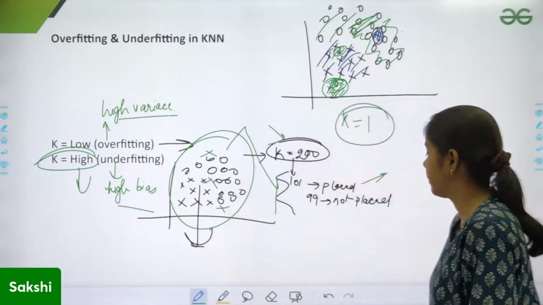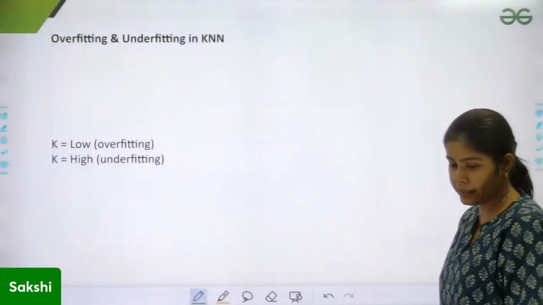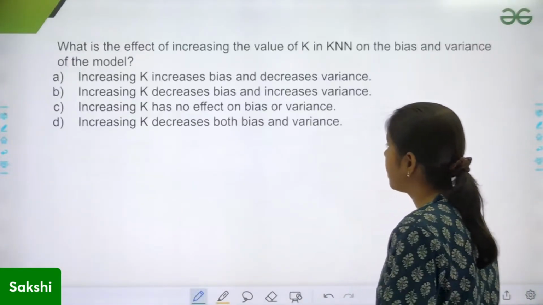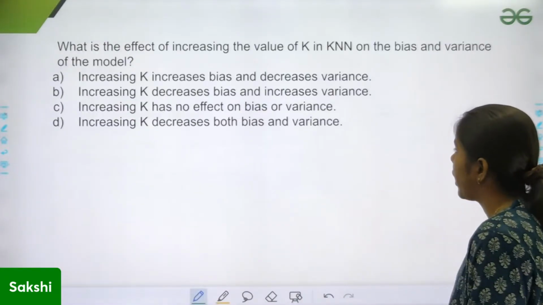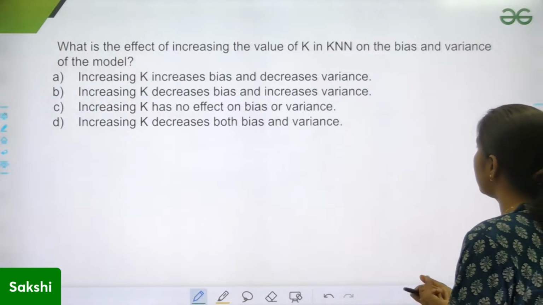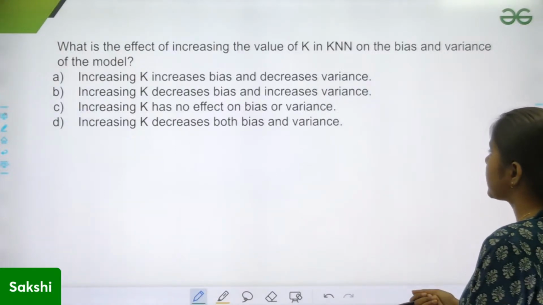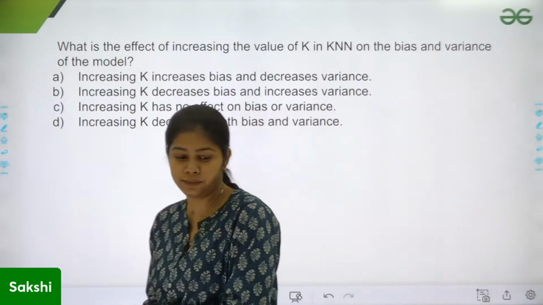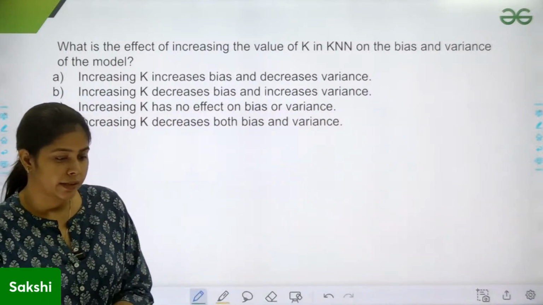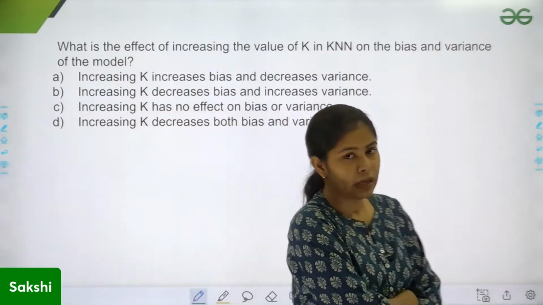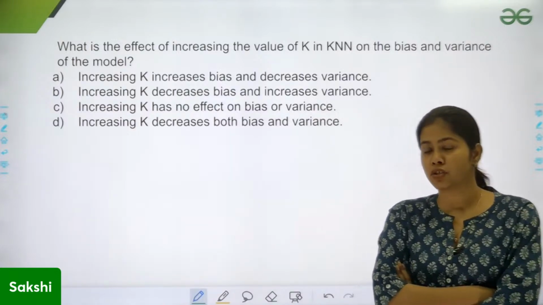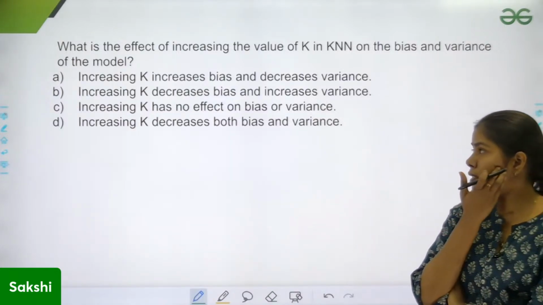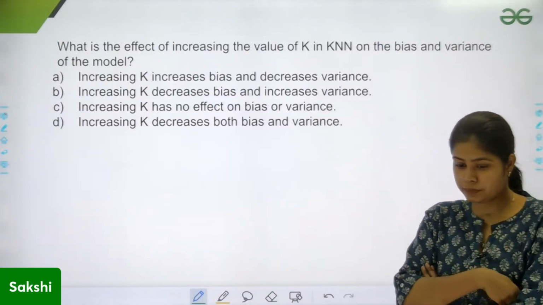Okay, so let's discuss questions. This is a question: what is the effect of increasing the value of k in KNN on the bias and variance of the model? Just let me know the answer for this question. We already discussed that. I just want to know whether you guys got this question or not.